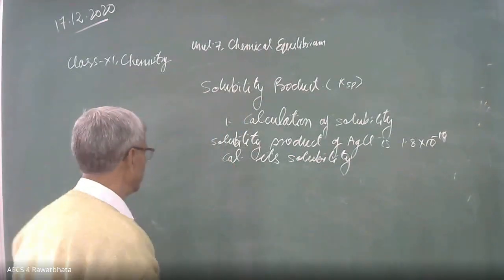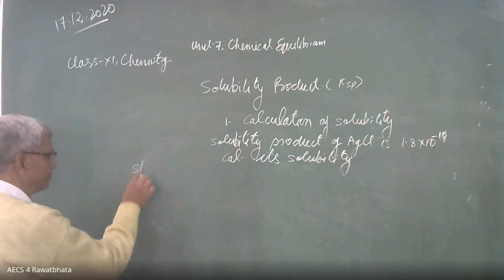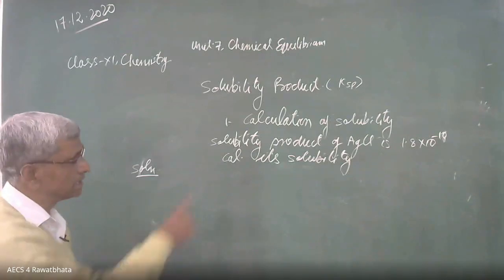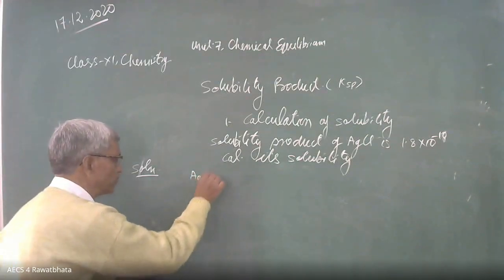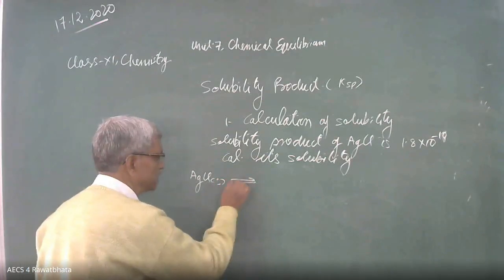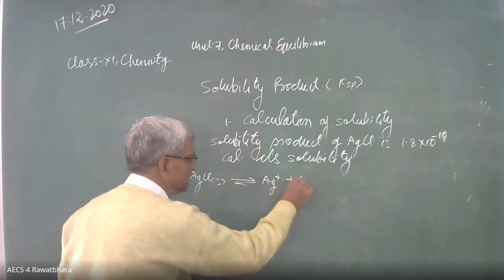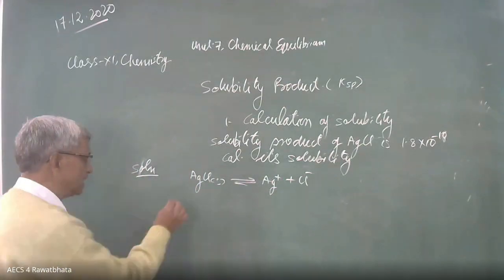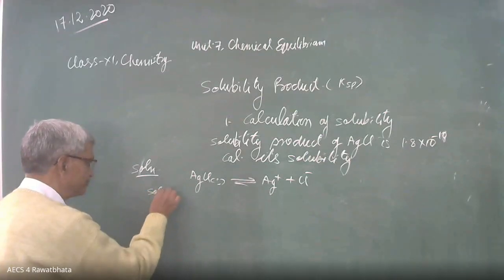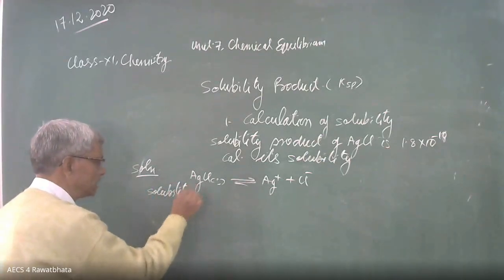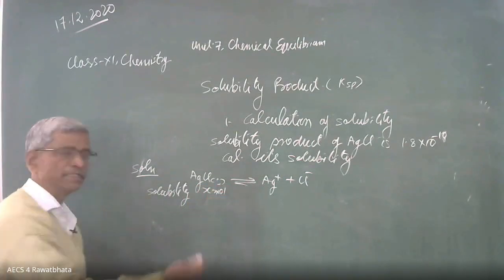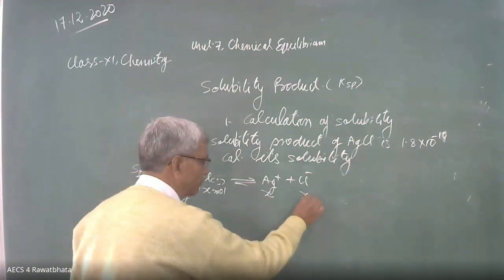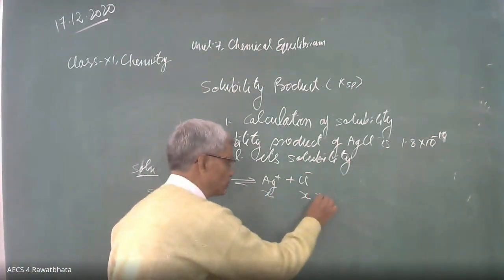So what to do in the solution of this numerical? First, we have to write the ionization of AgCl. Silver chloride is solid and ionizes to give Ag positive ion and Cl minus ion. Please do along with me. Its solubility is X mole per liter. Understood? Then X mole of silver ion and X mole of chloride ion will form, X mole both.